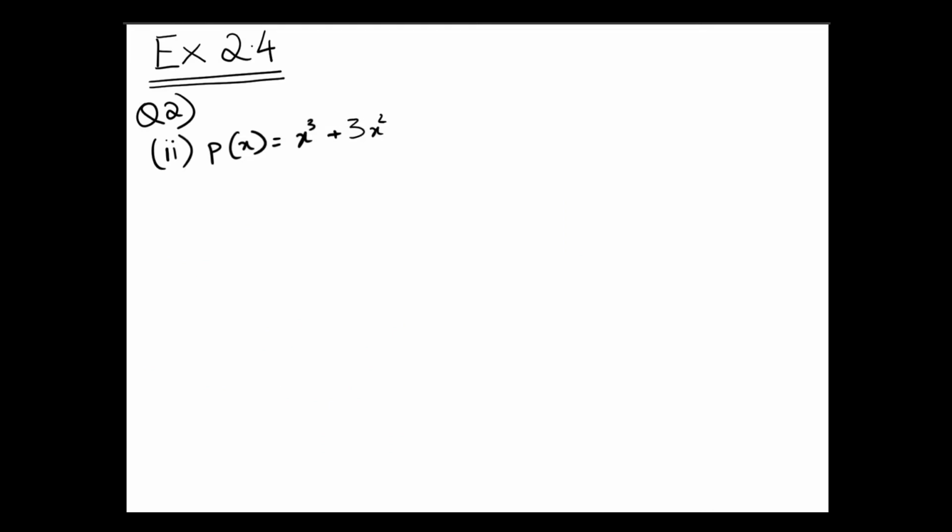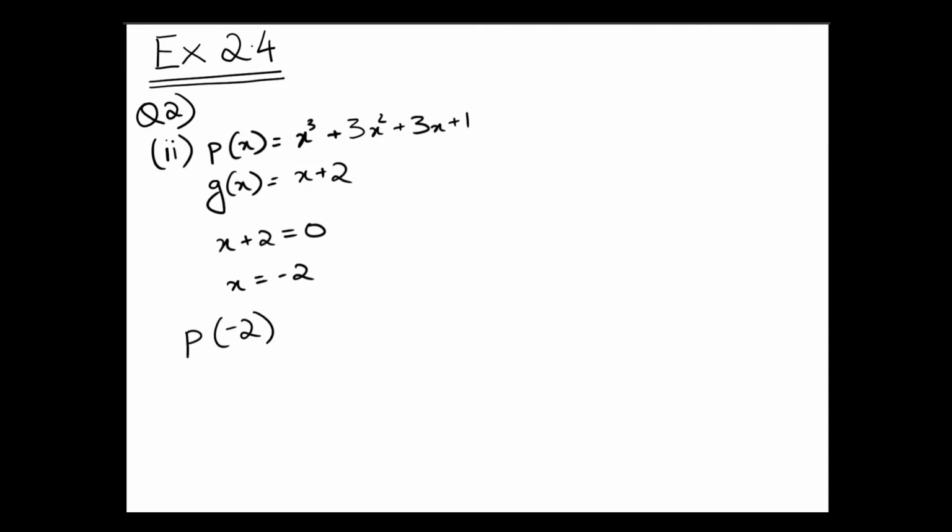Now in the second part, we have p of x is equal to x cube plus 3x square plus 3x plus 1, while we have g of x is equal to x plus 2.